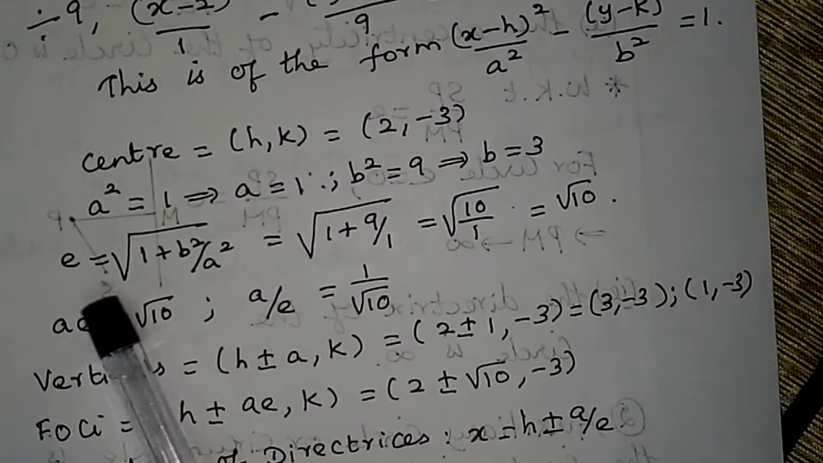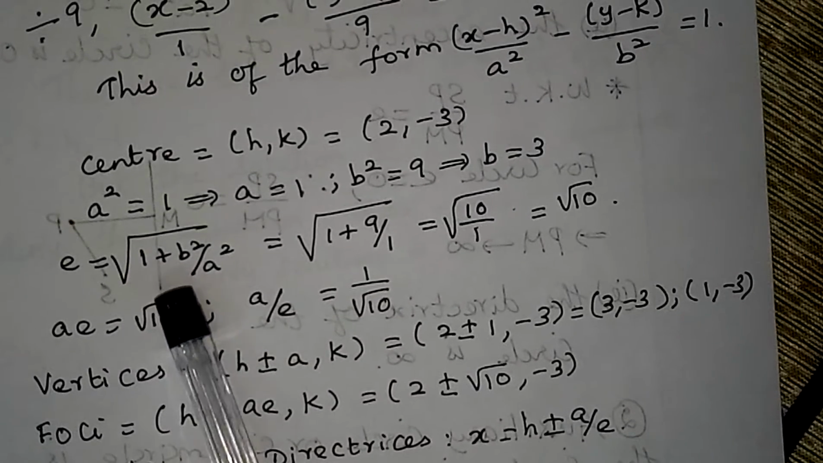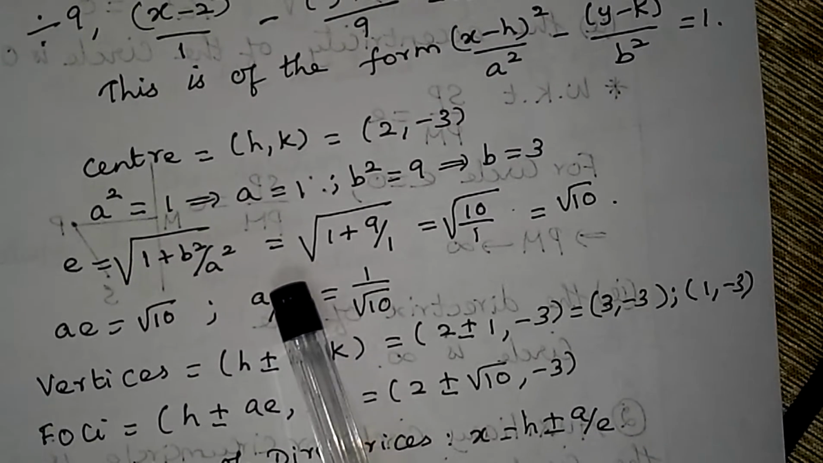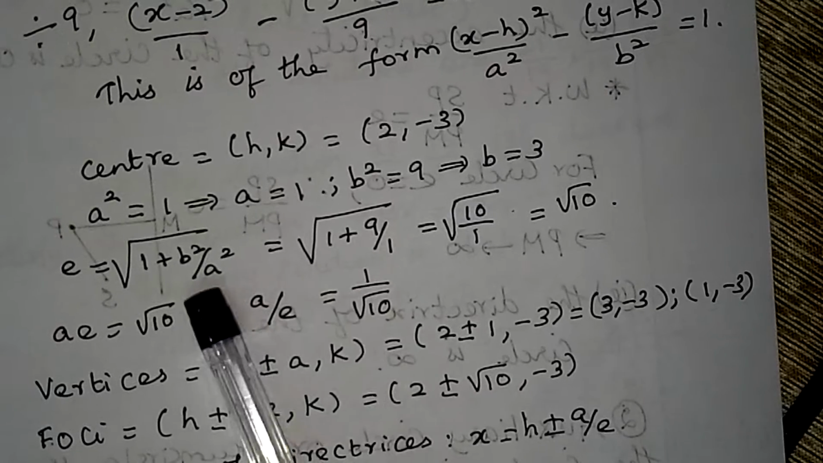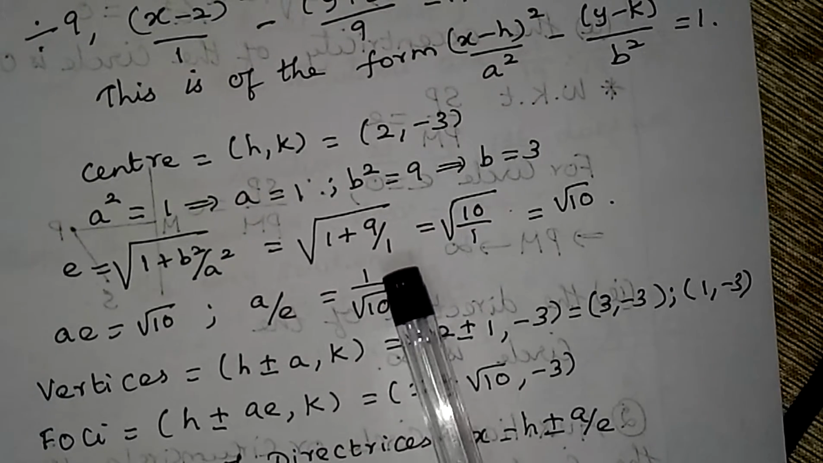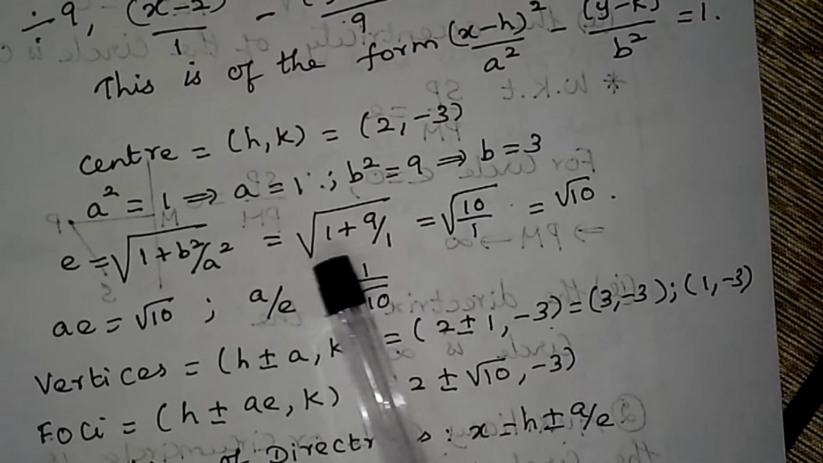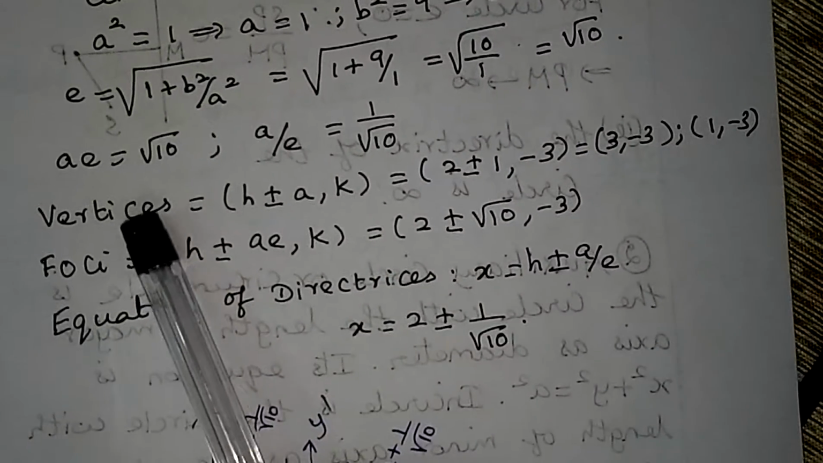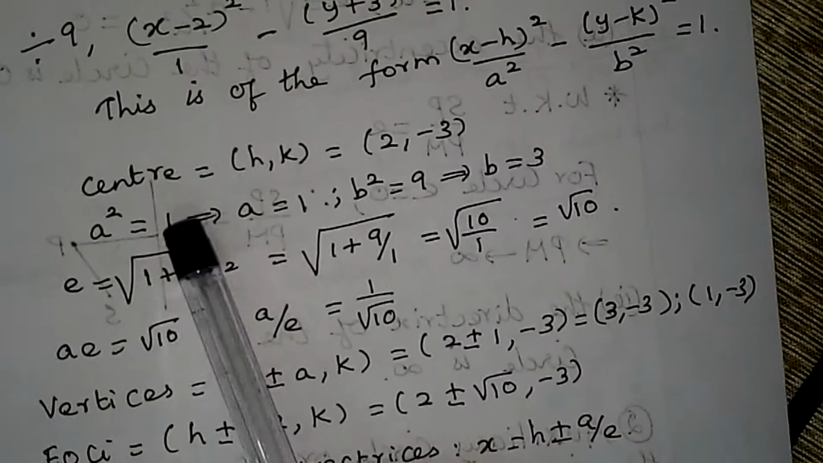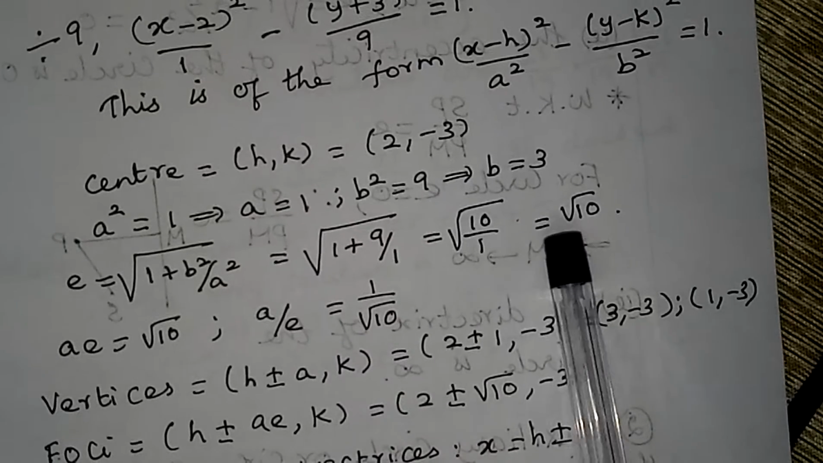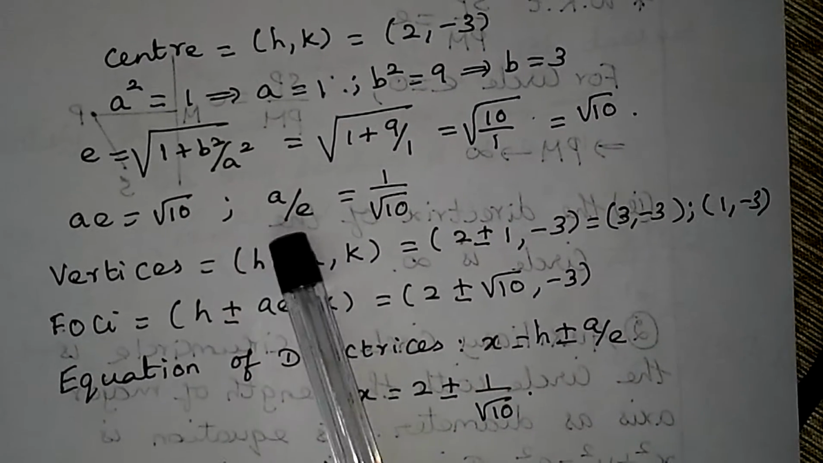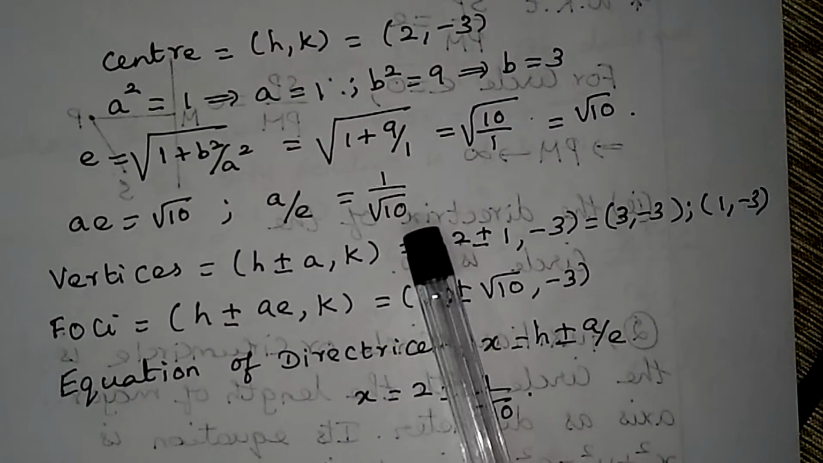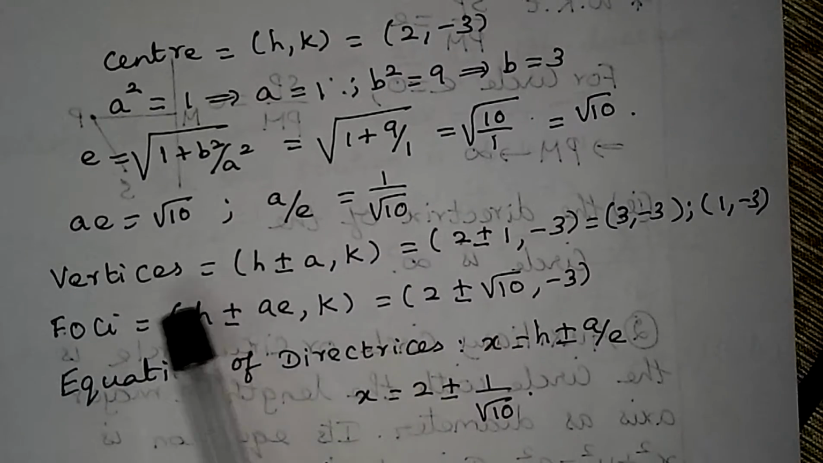E value you can find out. It is equal to root of 1 plus b square by a square. It is equal to root of 1 plus b square is 9 by a square is 1. Take the LCM. It is root 10 by 1, root 10 you can write. Now a into e value. A value is 1, 1 into e is root 10. So it will be root 10. A by e: A is 1, e is root of 10.